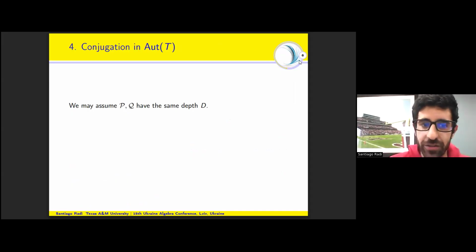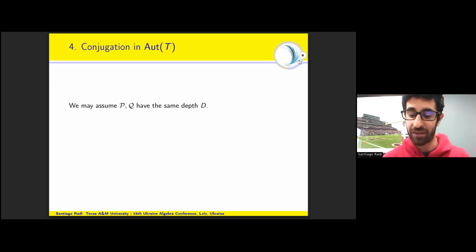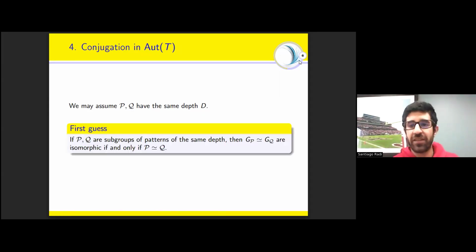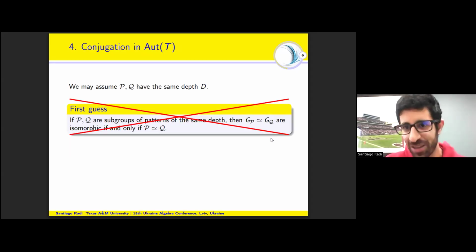So the first thing I'm going to do is we may assume that the subgroups of patterns have the same depth. At the beginning, we have two groups of finite type. They can have different depths, but we can enlarge somehow the allowed patterns, and we can definitely assume that the depth is the same. So from now on, I'm going to assume that. And the first case that one can have is if we have two groups of finite type G_P and G_Q, they are isomorphic if and only if the subgroups of allowed patterns are isomorphic. However, this is not true, and I'm going to show an example at the end.